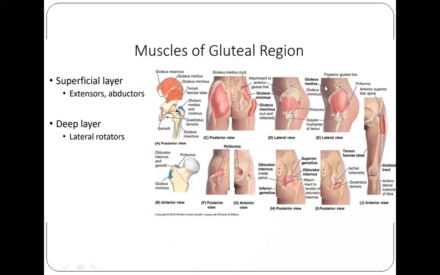Okay. Now, the muscles of the gluteal region, just know that there are 2 layers. This is not the conventionally taught method, but I just want to tell you that there are 2 layers in the gluteal region, because the function of these muscles you can learn based upon these layers. The superficial layer consists of extensors of the hip joint as well as abductors, whereas the muscles of the deep layer are called the lateral rotators of the hip.